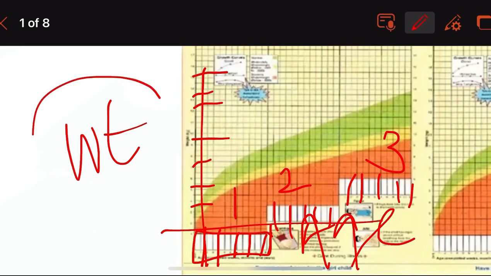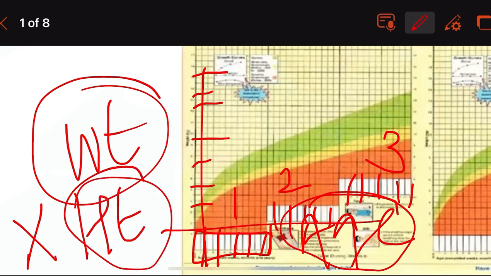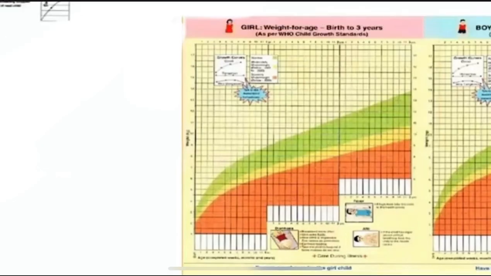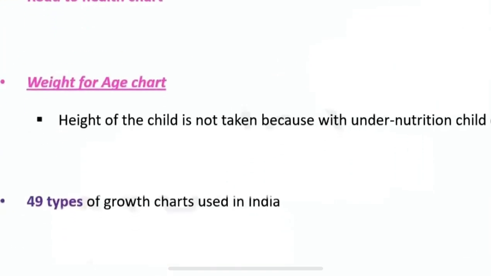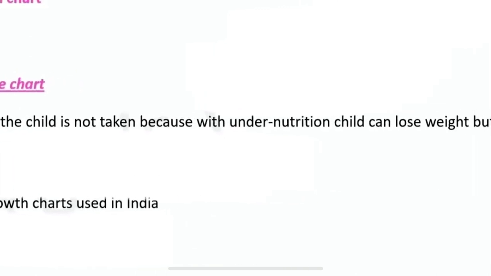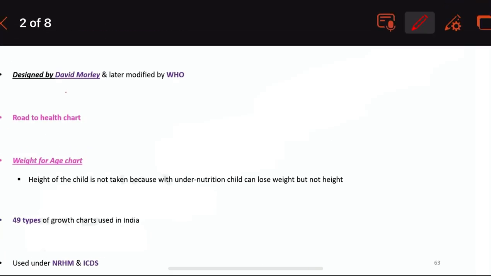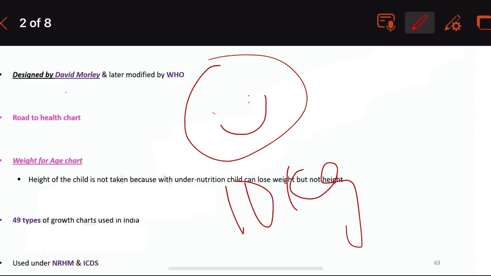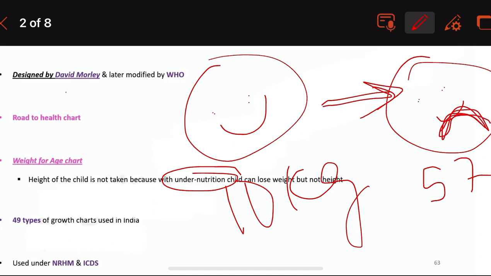So it is a weight for age chart and we don't consider the height for age. We are not taking the height. Let's see why we are not taking the height and why we are considering the weight here. Height of the child is not taken because when the baby becomes undernourished, it will start losing its weight but not the height. If the baby was 10 kgs and starts becoming undernourished, then the baby for its age might become 5 kgs or 7 kgs. So the baby is losing weight when it becomes undernourished.